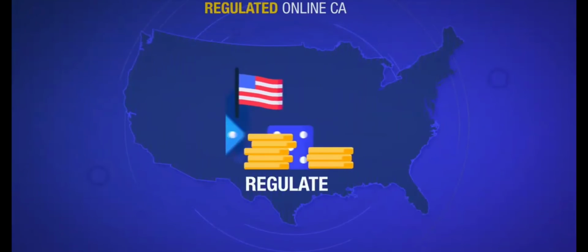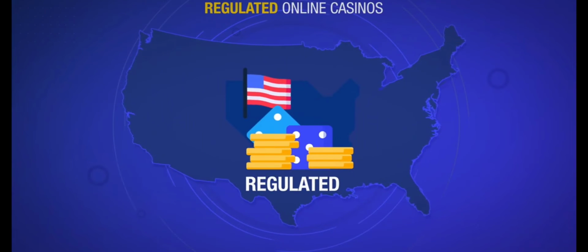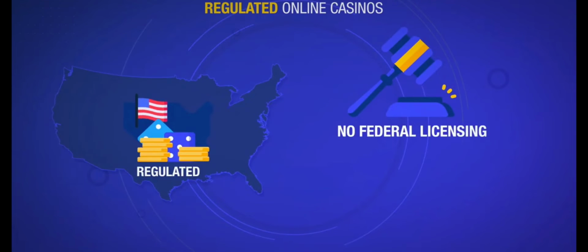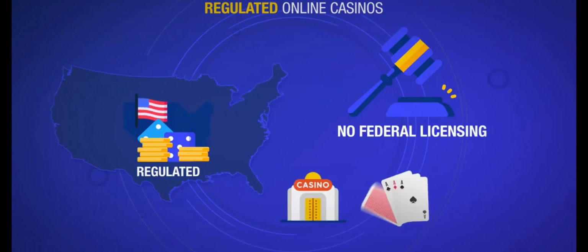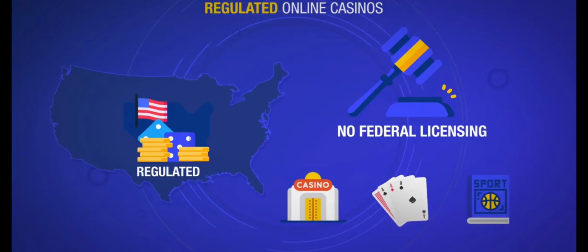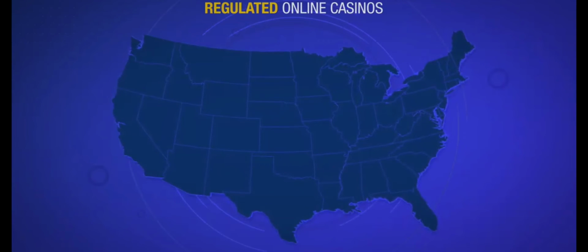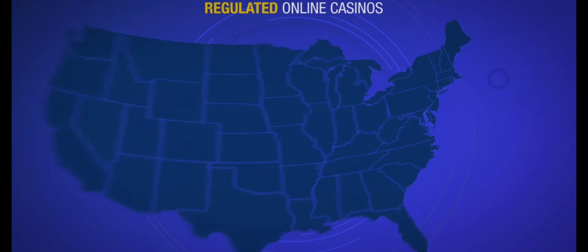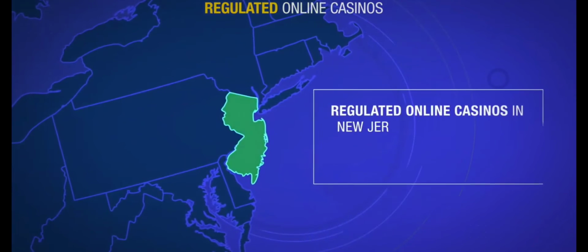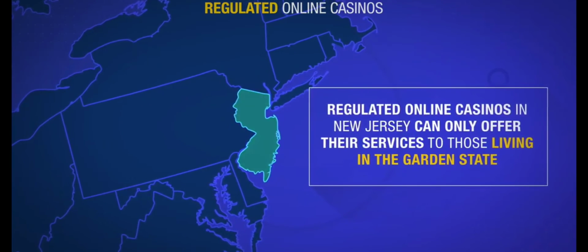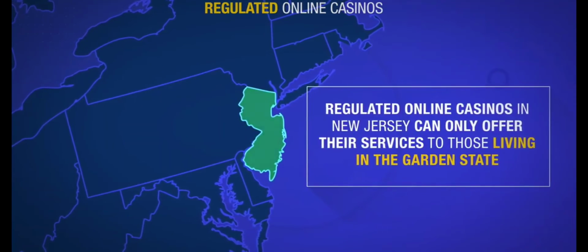Regulated online casinos are those that are licensed within the United States. There's no federal licensing of online gambling sites at this point, whether it be casinos, poker rooms, or sportsbooks. All regulated casinos are licensed on the state level. Casino sites, for now, also operate on the intrastate level. For instance, regulated online casinos in New Jersey can only offer their services to those living in the Garden State or players who are physically located there.